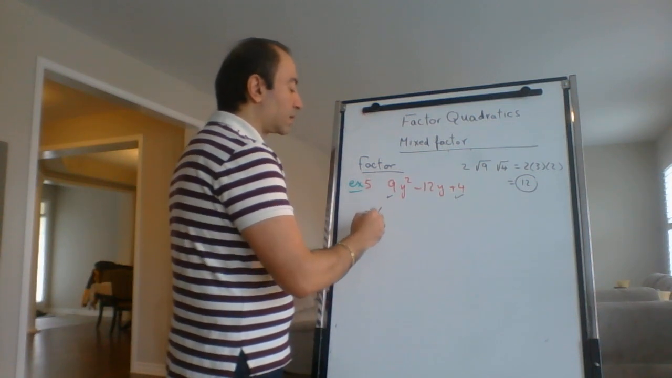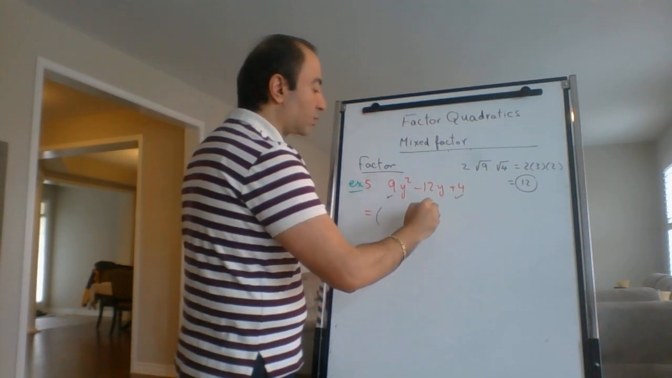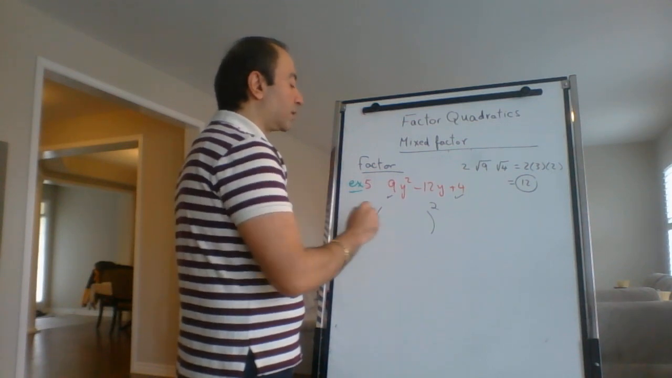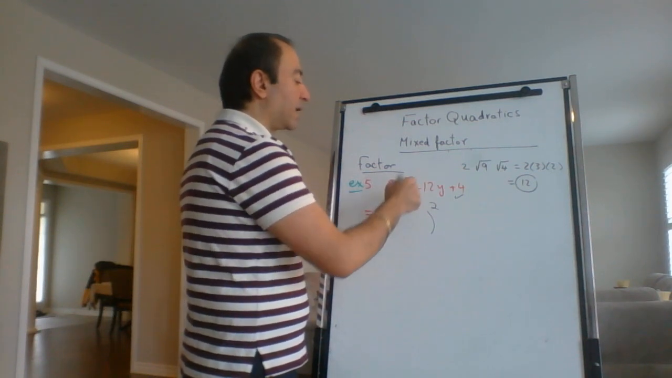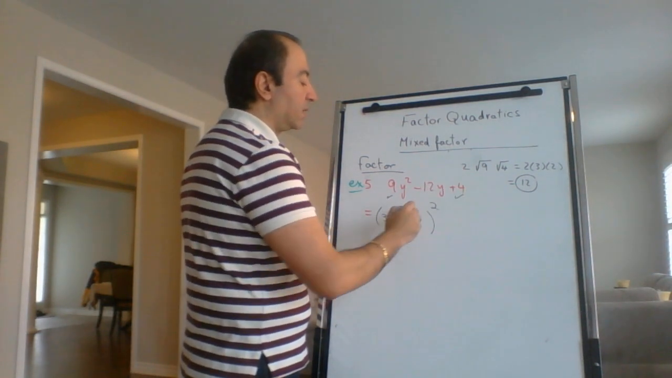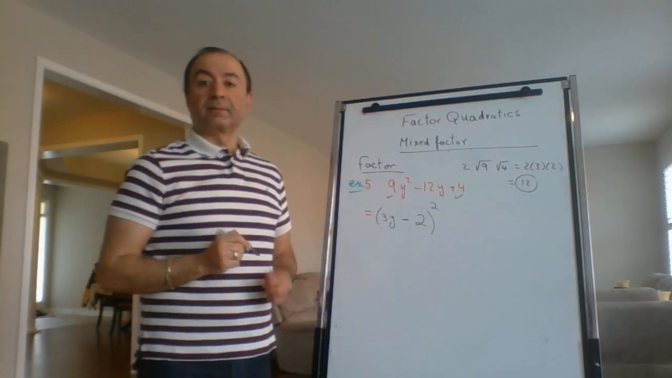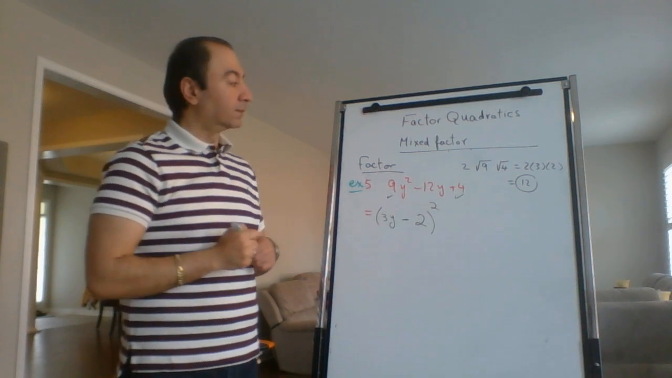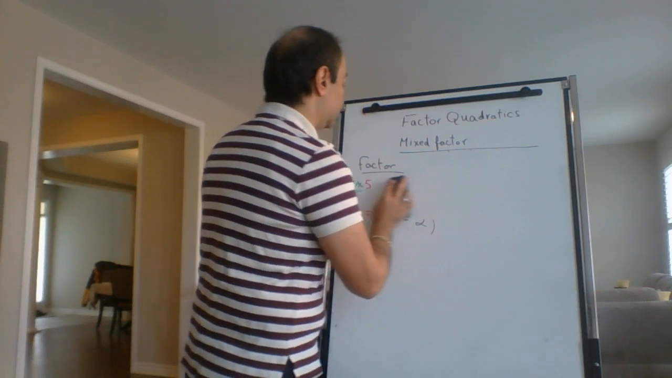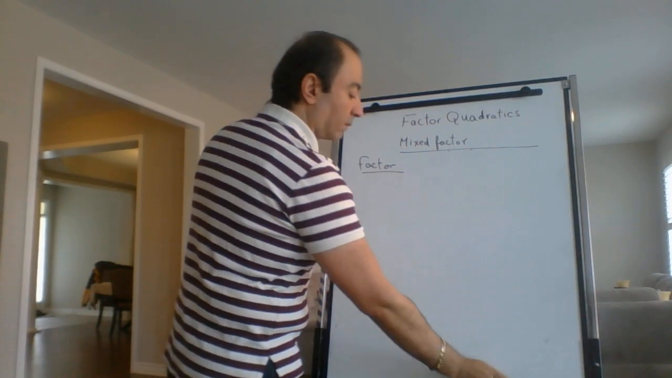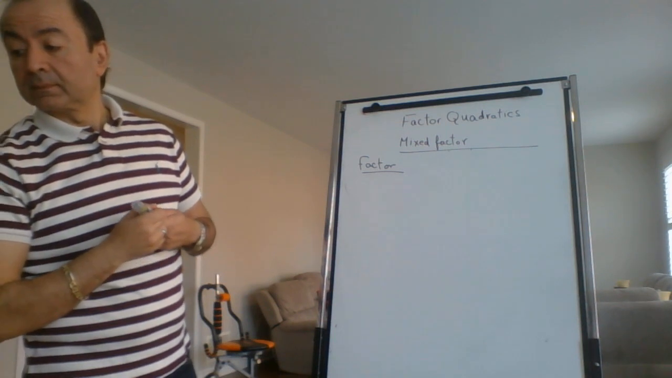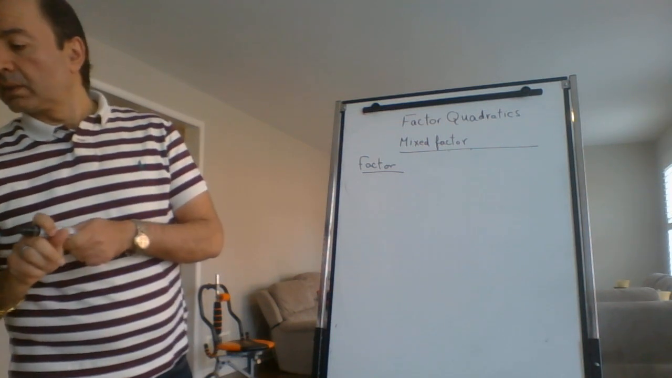How we factor this? We open one bracket, we put a square here. Square root of the first, so square root of 9y squared is 3y. Sign of the middle, so minus. Square root of the C, which is 2. Okay? I'll do one more. Example 6.